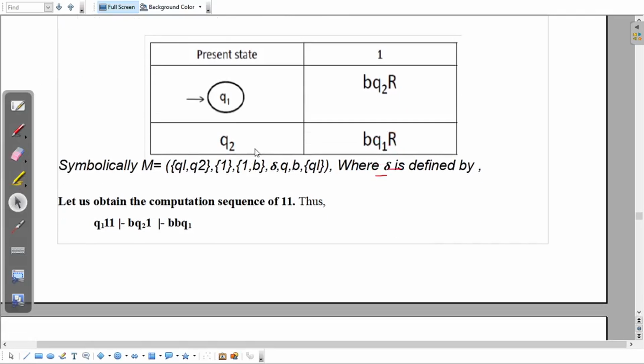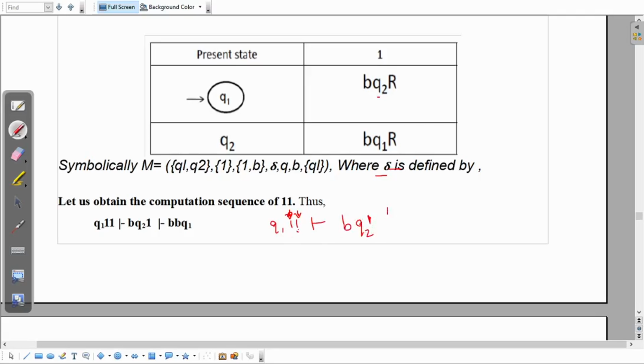So here computation starts from the start state Q1, and the input is 1 1. Q1 on 1 goes to the Q2 state. Now the read write head is on Q1, and on 1 it goes to Q2 and takes a right move. So for the next step the read write head will be at this place. Earlier Q1 on 1 goes to Q2, so Q2 I will write here, and this one was replaced by blank.